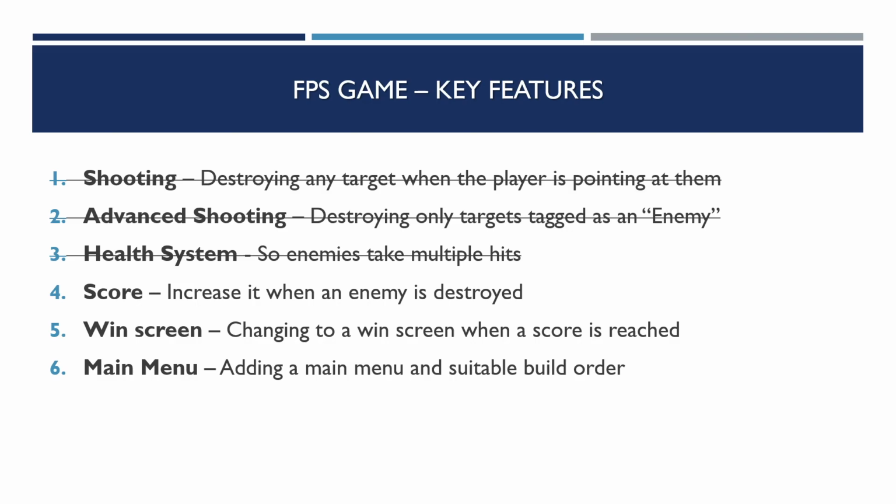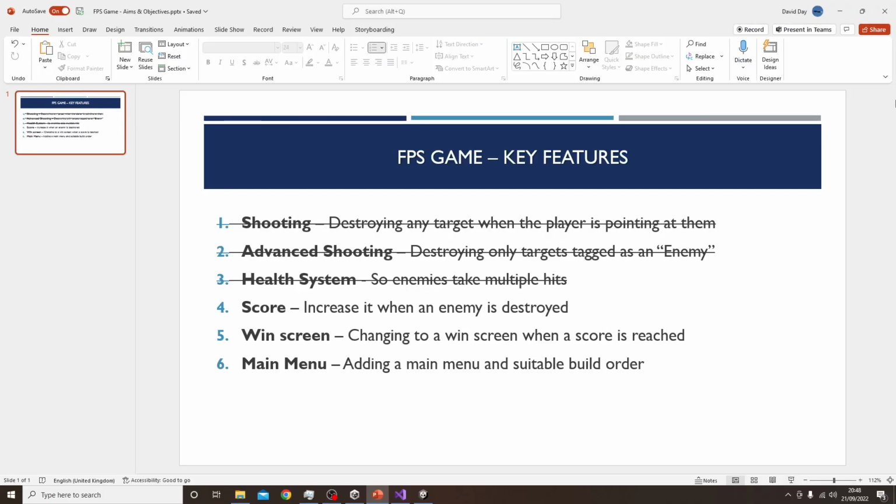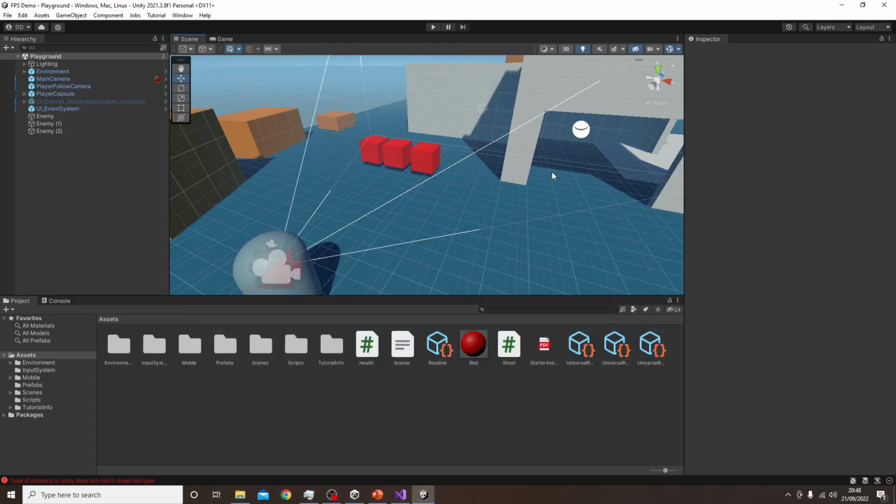To set a score up, we need to think about when a score should increase, in this case when an enemy is destroyed, and then we need some way of recording that information and having that display on screen. So what we need to do here is to consider how our score is going to be incremented. What we need is some game object in our scene to store that information.